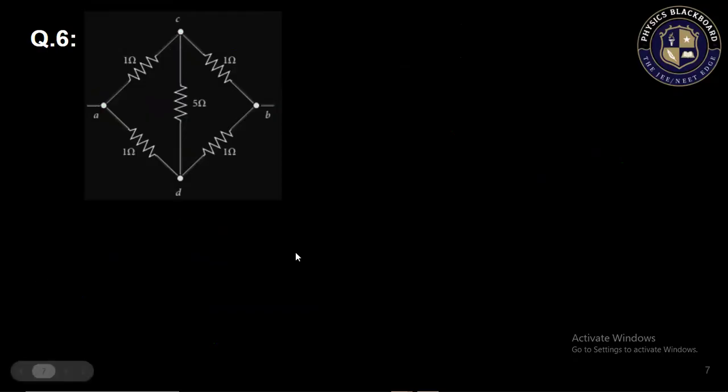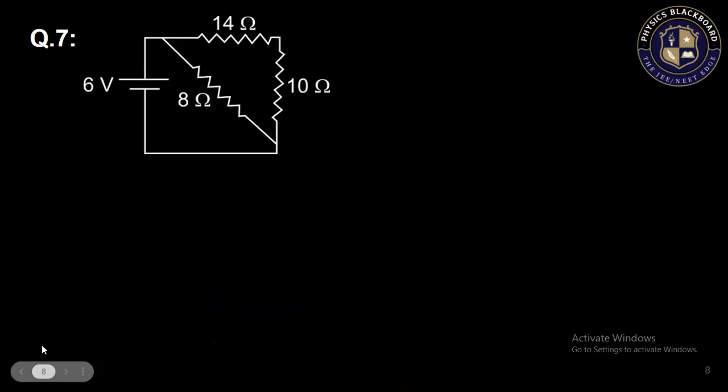Next we see question 7. Here, if you observe this, this is the positive terminal and this is the negative terminal. This is high potential. The current is moving from high potential to low potential. So at this point, you can see that the current will divide across these two resistors, that is 14 ohm and 8 ohm. But the current which is passing through the 14 ohm resistor, the same current will pass through the 10 ohms. That means 14 ohm and 10 ohm resistors are in series connection.